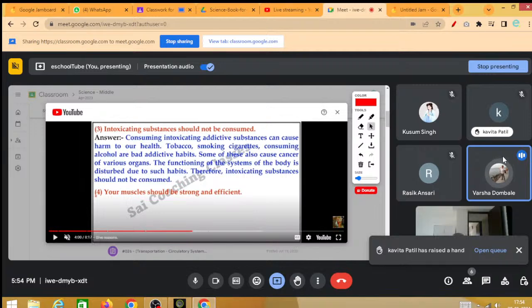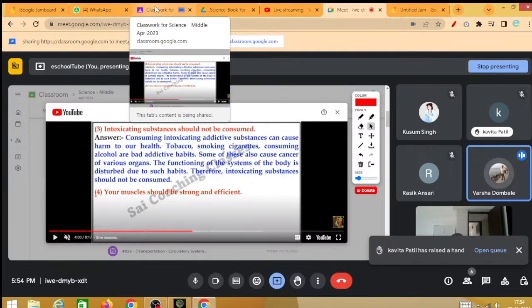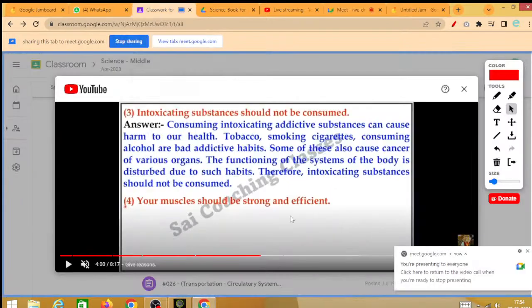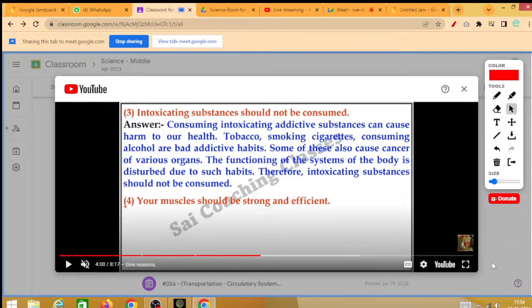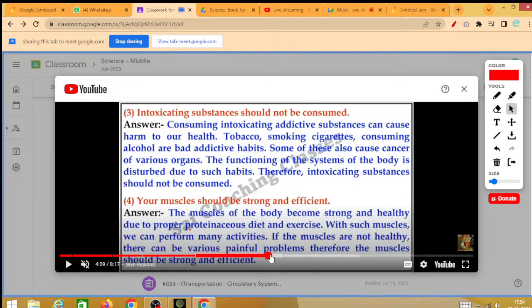When our muscles are not strong and efficient, we have to face various painful problems. Yes, very good. If our muscles are not strong enough, we feel fatigue and tired. We get tired and there is so much pain.